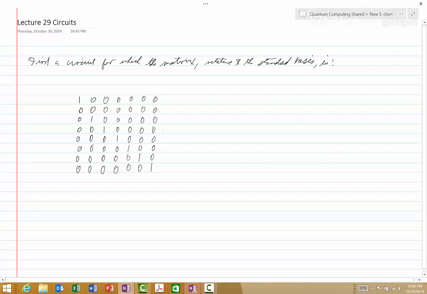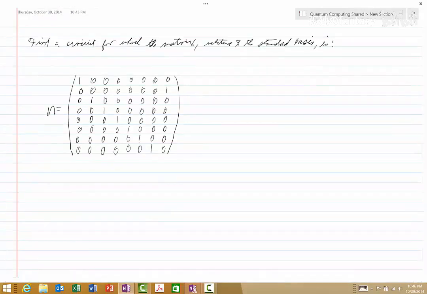And by the way, this problem is one that I found in the Nielsen and Chuang book that we will be using next semester. So here is the matrix for the circuit. And we want to find the circuit.